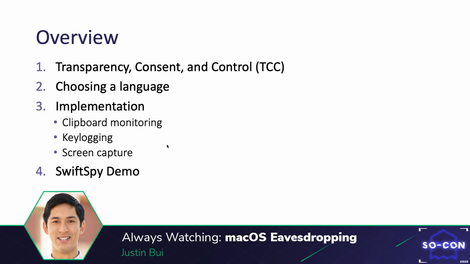So a quick overview of my presentation. First, I'll be going over transparency, consent, and control, or TCC, on macOS. Next, I'll be going over a couple of the different languages that you could write post-exploitation capability in on macOS. After that, I'll be diving into 3 different TTPs: clipboard monitoring, keylogging, and screen capturing. I'll be diving into these at the API level to show exactly how these are done under the hood. Lastly, I'll wrap up with a demo of a new tool I'm dropping called SwiftSpy. All right, let's begin.